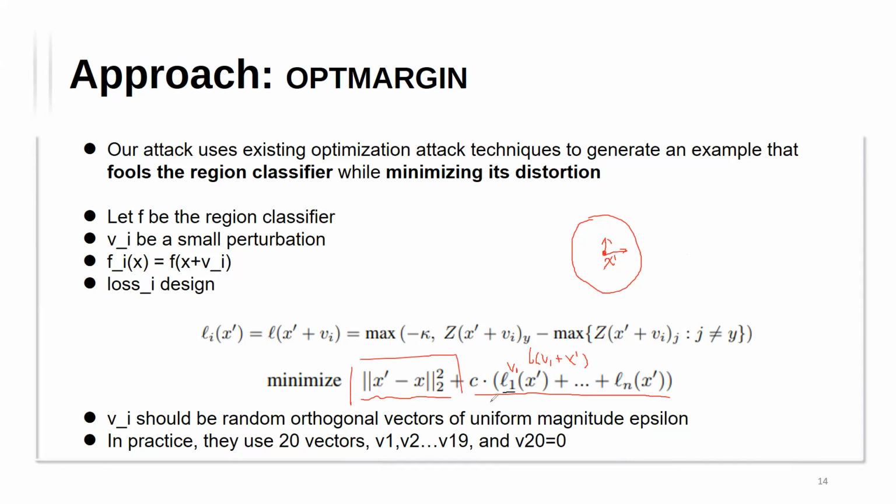Here is a little bit of mathematical detail. For orthogonal vectors, given a vi and a vj, vi times vj will be equal to 0, right? Then they just utilize some optimization algorithm to solve this function. That's how, when you are given an input x, you find an x prime. This is the new attack method.